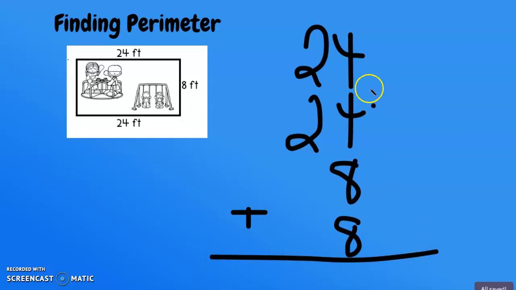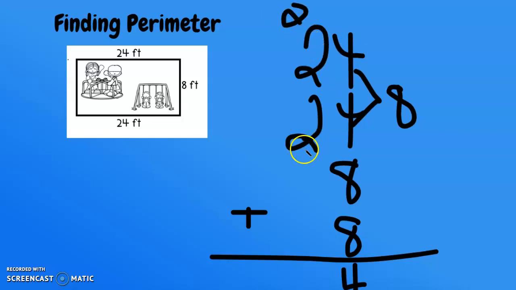I know that 4 plus 4 is 8, right here. So now I have to add 8 plus 8 plus 8. I know that 8 plus 8 is 16, plus 8 more is 24. So I put my 4 down here, and I carry my 2 up here. Now I'm ready to add. I have to add 2 plus 2 plus 2. So 2, 4, 6. Leaving me with 64. So my perimeter is 64.